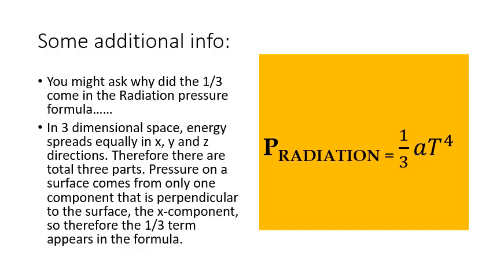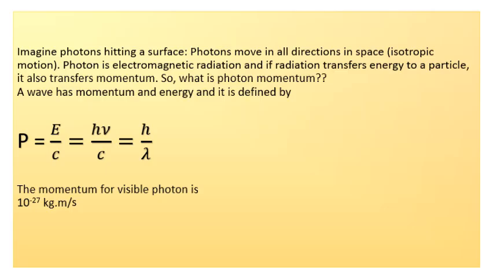Therefore we divide the total radiation pressure going out in all directions, which is a times T to the power 4, by 3, to find the perpendicular component of the radiation pressure, which is actually the pressure we require when we are defining the state equations for the star. So we imagine that the photons are hitting the surface of the star, and because they move in all directions in the spatial dimensions, they have a way of moving which is called isotropic motion.